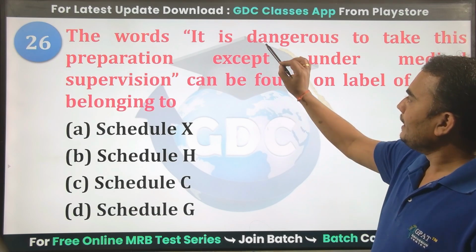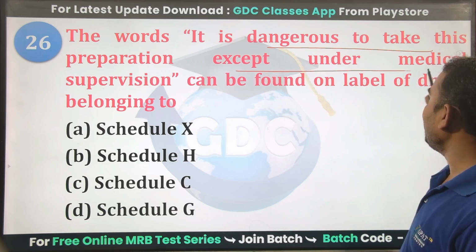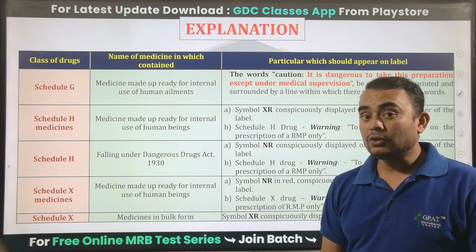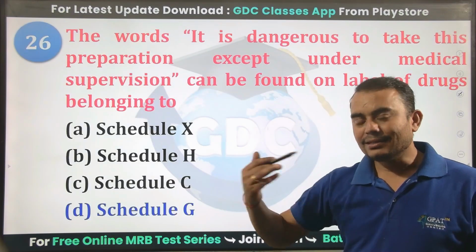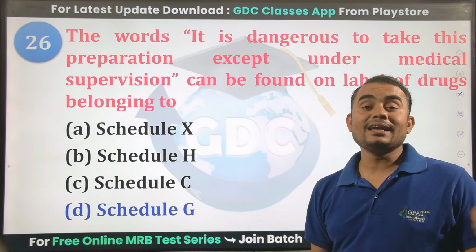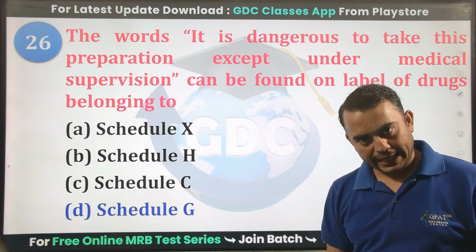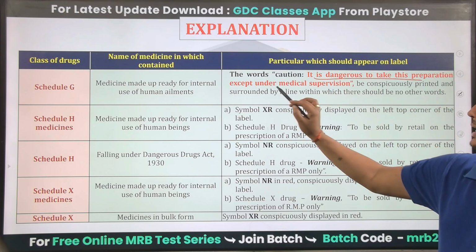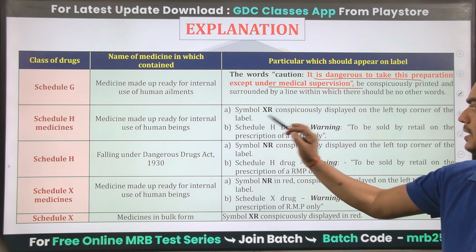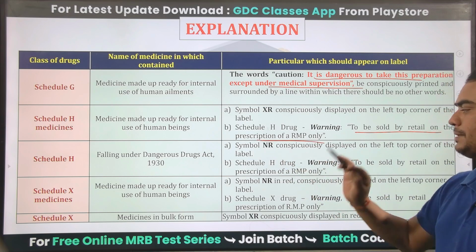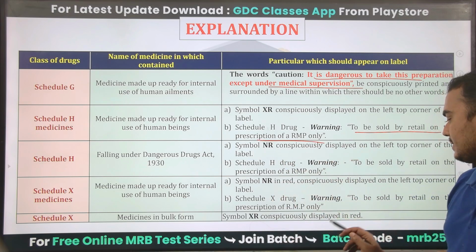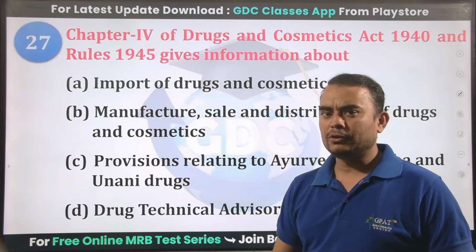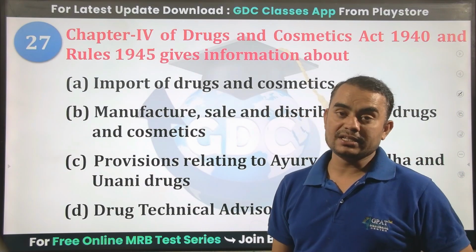The words 'it is dangerous to take this preparation except under medical supervision' come under Schedule G, because Schedule G drugs are special drugs which are taken under medical supervision. For Schedule H, there are different types of labeling parameters. Schedule X: to be sold by the retailer on the prescription of RMP only. So these are the different types of symbols or instructions given on the wrapper of any medicine.